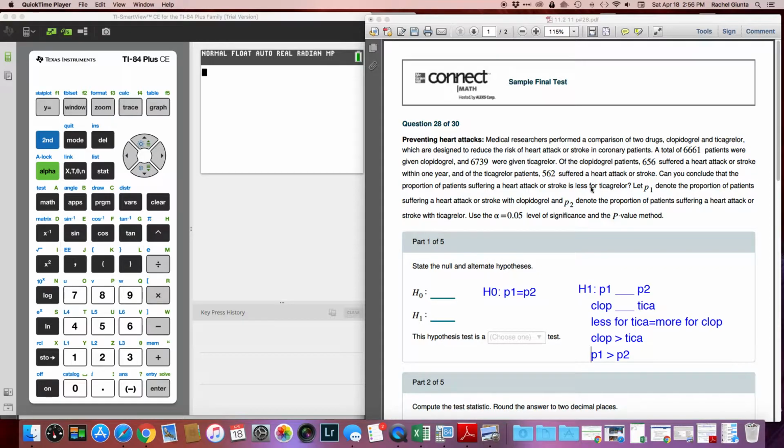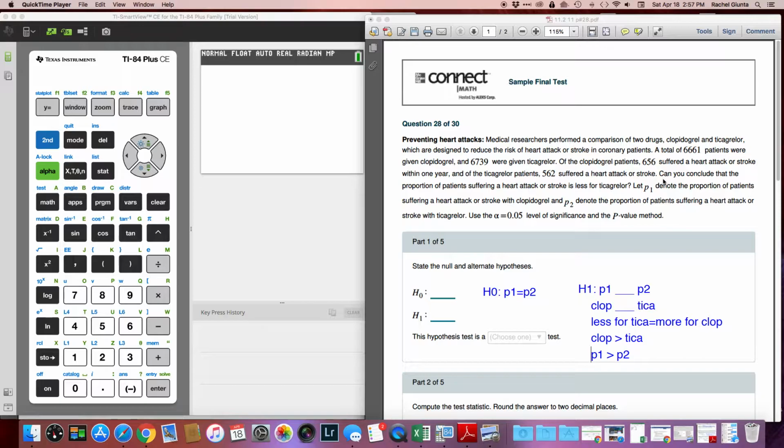And so for those, they're going to give you two samples. Each one's going to have a sample size and an x value. So there's going to be n1, x1, n2, x2. And then there's going to be a sentence. I think all of these have a sentence that starts with, can you conclude? And that's always what you need to go to figure out your H0 and H1.